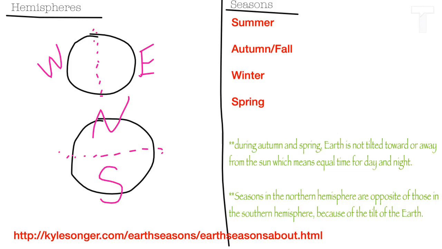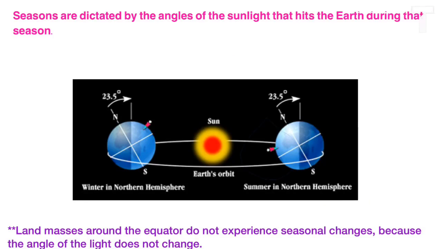Okay, and we have seasons, our 4 seasons: summer, fall, which we like to call autumn instead in science, guys, autumn. Okay, then winter and spring. And some stuff at the bottom that you need to write down that we'll talk about in a little bit. Okay, so this is something that's really important. I need y'all to understand that seasons are dictated by the angles of the sunlight as the sun hits the Earth. And that what part of the Earth is pointing towards the sun is going to be changing depending on where the Earth is at during its revolution.